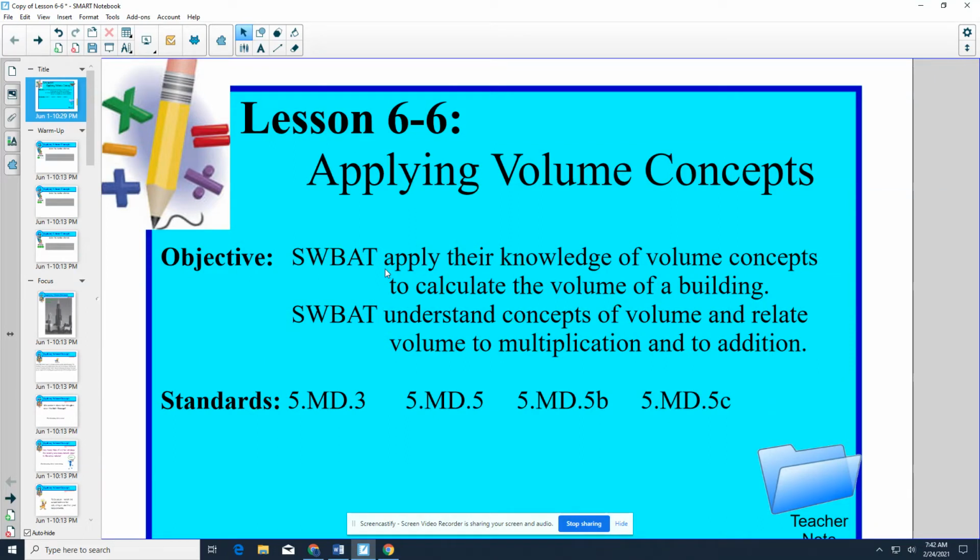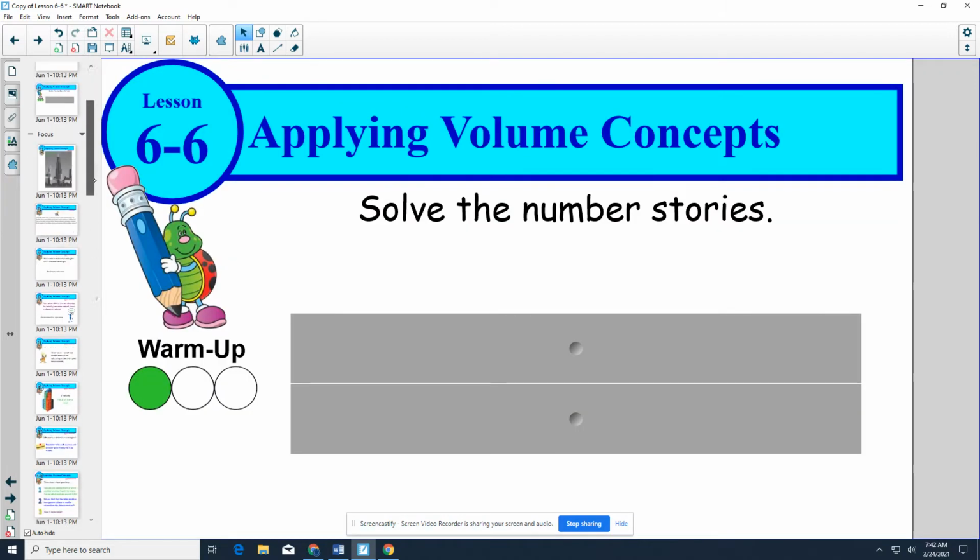Hey, today we're going to work on lesson 6.6, applying volume concepts. So we've talked about volume a while back, but we're going to do a little more with that today. So our objectives today are that you want to be able to apply your knowledge of volume concepts to calculate the volume of a building, understand concepts of volume, and relate volume to multiplication to division. First, we're going to solve some number stories here.